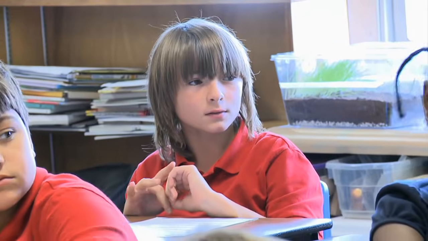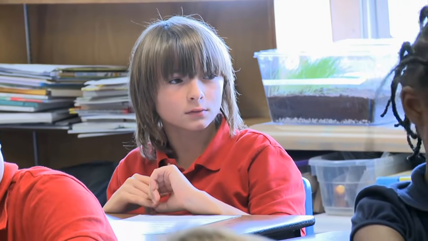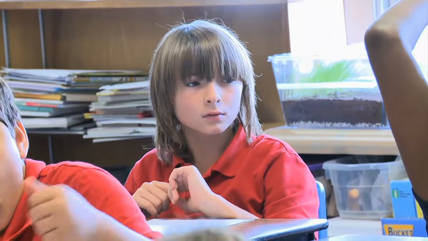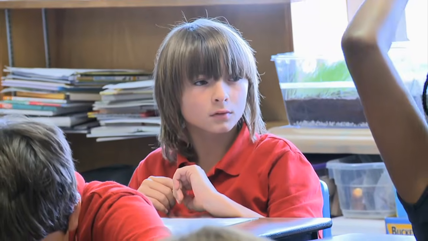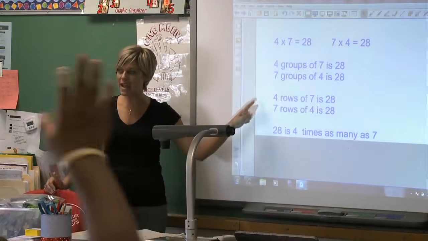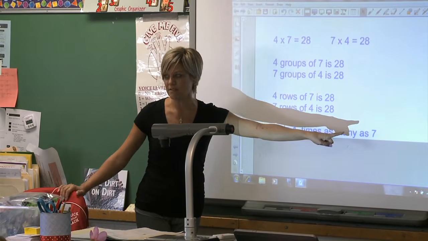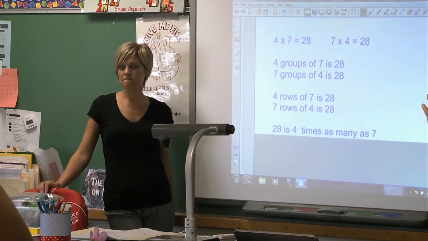Does that make sense? Is 7 28 times as big as 4? No. If you think about the pictures, that means we'd have 28 4s. 28 4s is going to give us 7? No. Look at how it's written. 28 is 4 times as many as 7. Got your factors there.